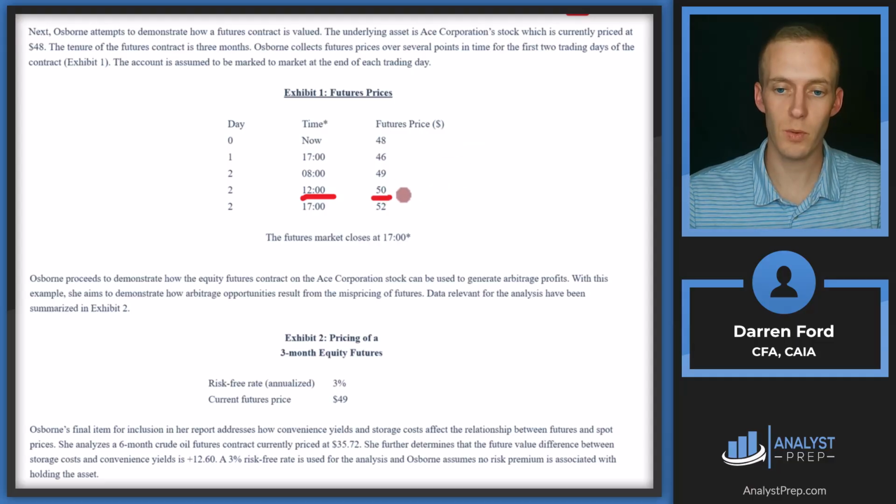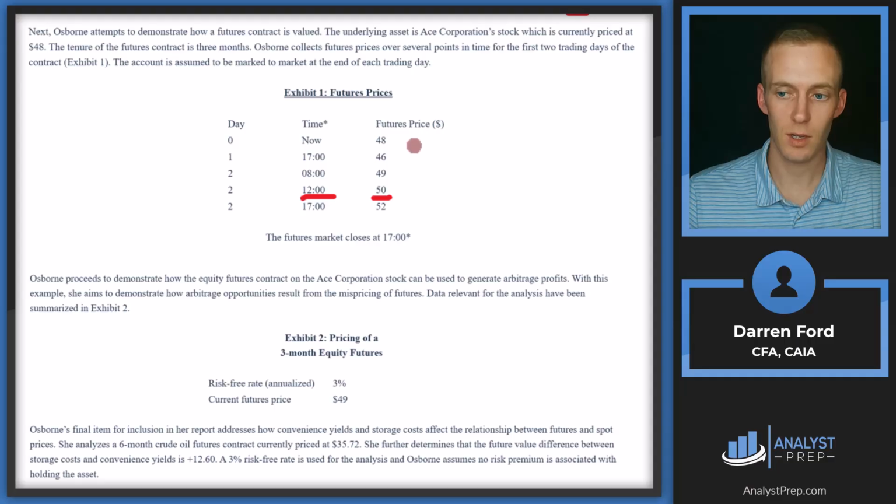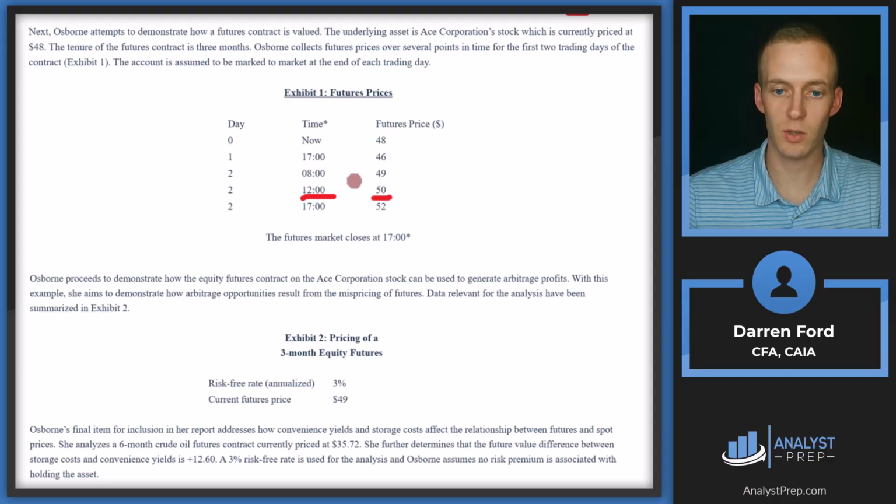And then what we're going to do is subtract the previous day closing price from this in order to get the value of the futures contract. So we're not subtracting it from the price this morning. We're going to be subtracting it from the price yesterday when the market closed, which is indicated here at 1700 hours or 5 o'clock.